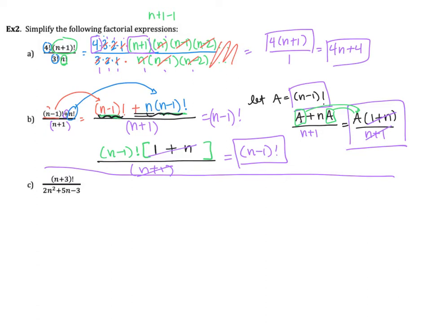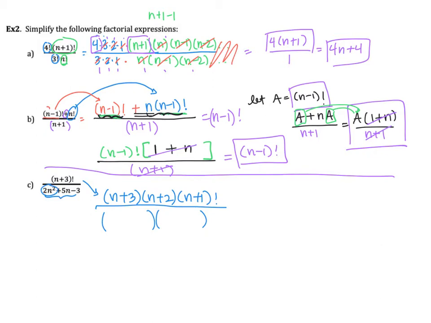All right, let's try this third example, letter C. So my numerator is n plus 3 times n plus 2 times n plus 1, and I could keep going, factorial. So n plus 3 times n plus 2 times n plus 1 factorial. It never stops. My denominator is just a simple quadratic, so I need to factor that simple quadratic.